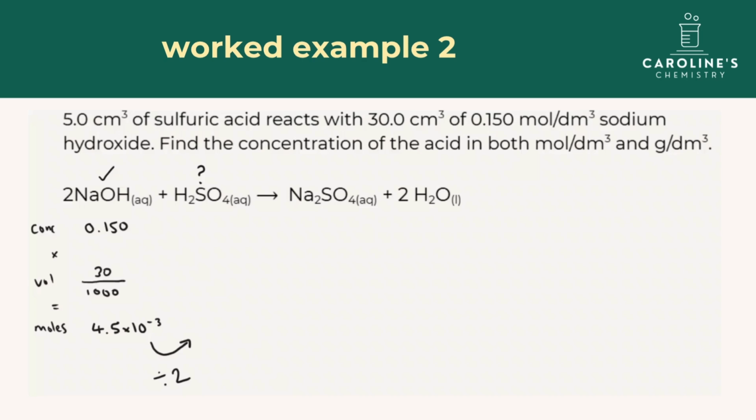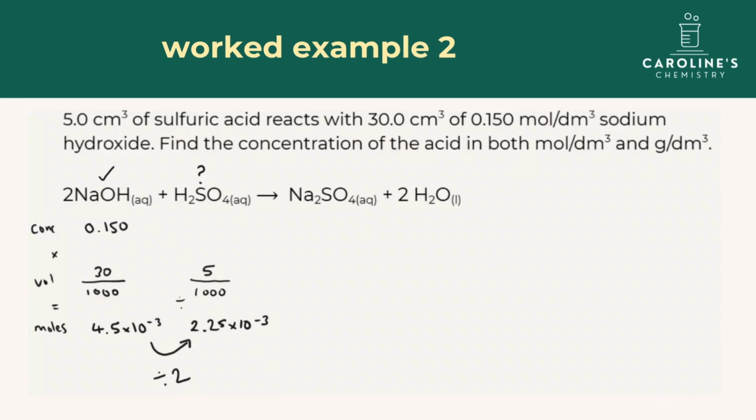So if I take the 4.5 times 10 to the minus 3, halve that, I therefore get 2.25 times by 10 to the minus 3. Now we can work up this column to eventually find the concentration of the acid. So we know the volume of the acid, that was 5 centimeters cubed. Again, I'm going to turn it into decimeters cubed and divide that by 1,000. In order to work out concentration, then it is moles divided by volume. So I do 2.25 times 10 to the minus 3 divided by 5 over 1,000.